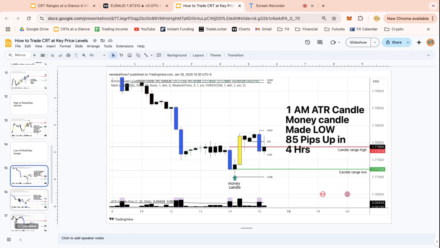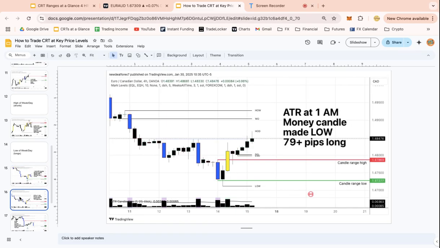Okay, so next example here, we have Euro Canadian. So we have the range candle here at 1 a.m. Money candle came next. And then you could have entered as soon as the money candle closed, because boom, sometimes price will not retrace back down. Sometimes it'll just go straight up. And that's what it did here. This was good for 79 pips.